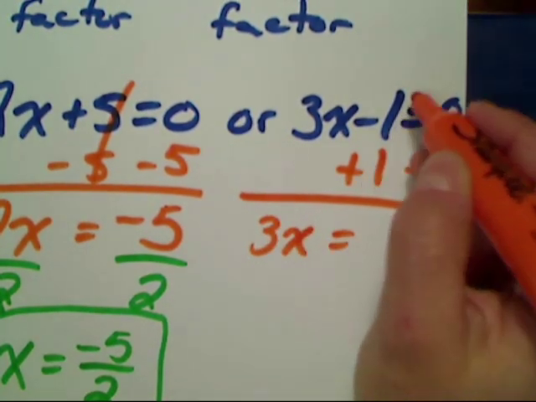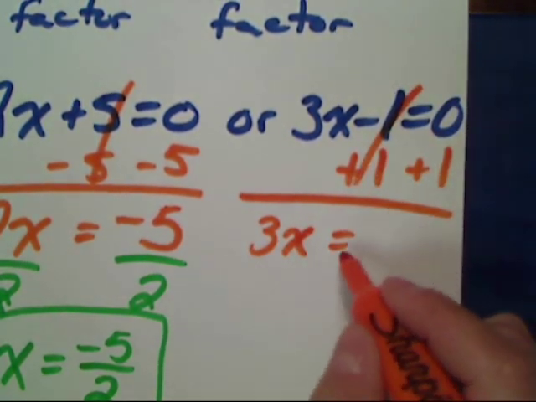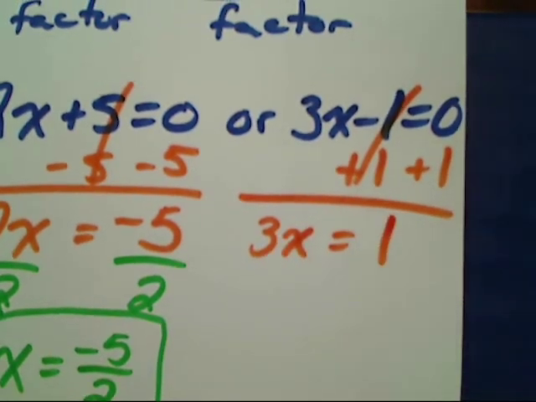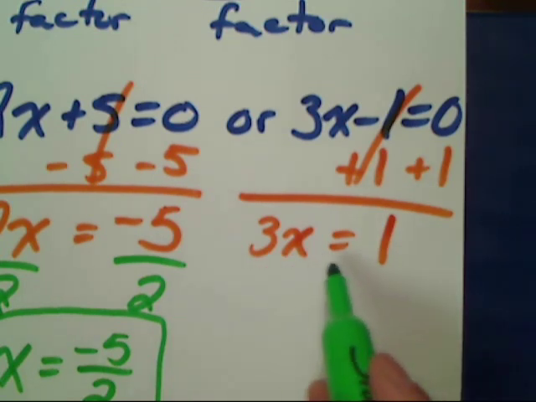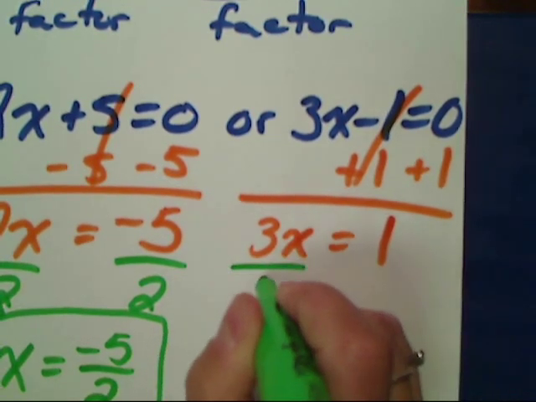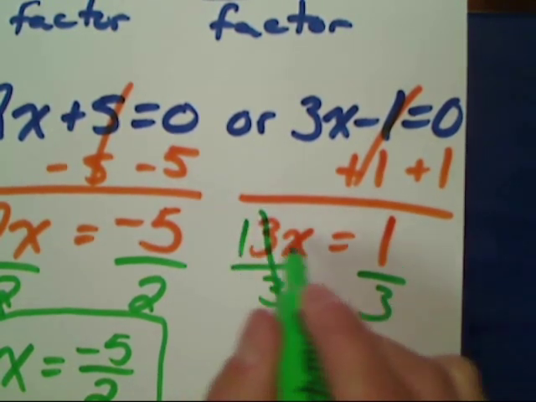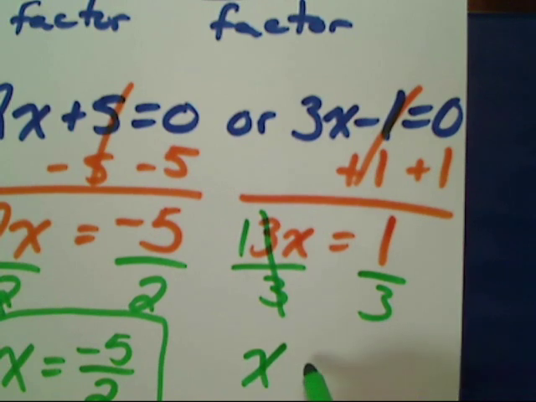A negative and a positive make 0. 0 added to anything is anything. And now to get our x by itself, we once again have to do the opposite of this multiplication, which is division. 3 divided by 3 is 1. 1 times anything is anything. And there's our answer once again on the other side, 1/3.